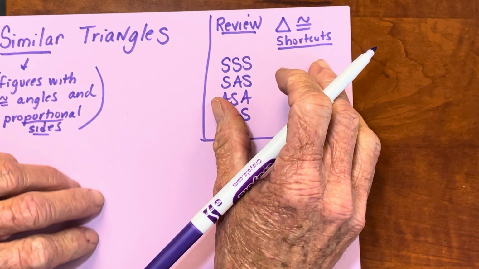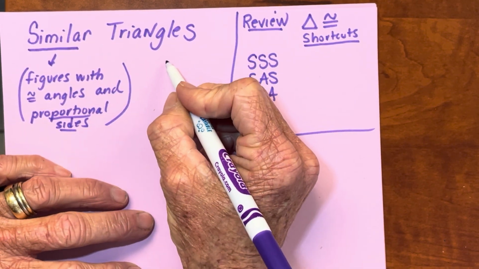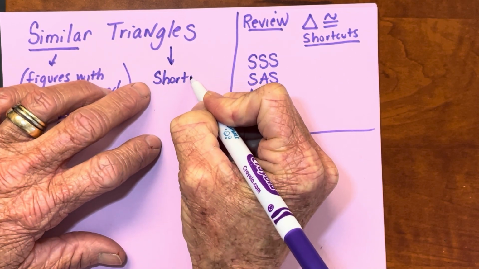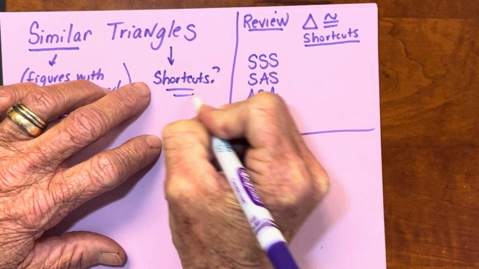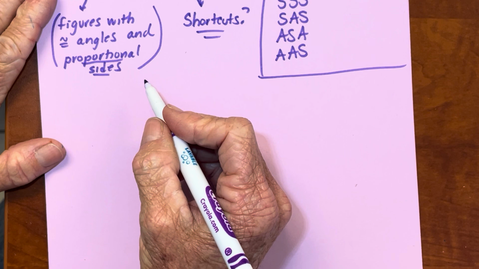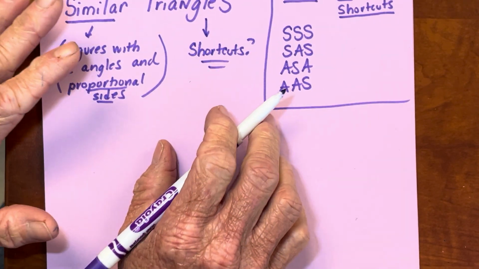So you might wonder if we also have shortcuts for our similar triangles. Do we have any shortcuts? And in fact, we do. Okay, so the similar triangle shortcuts are really the same as these, but it'll look different.